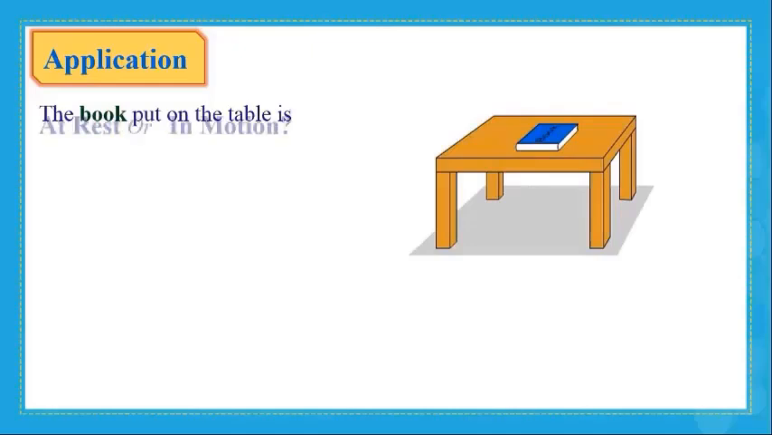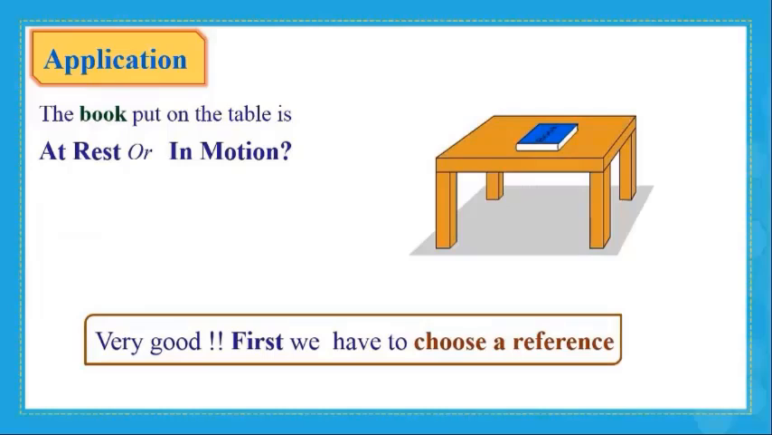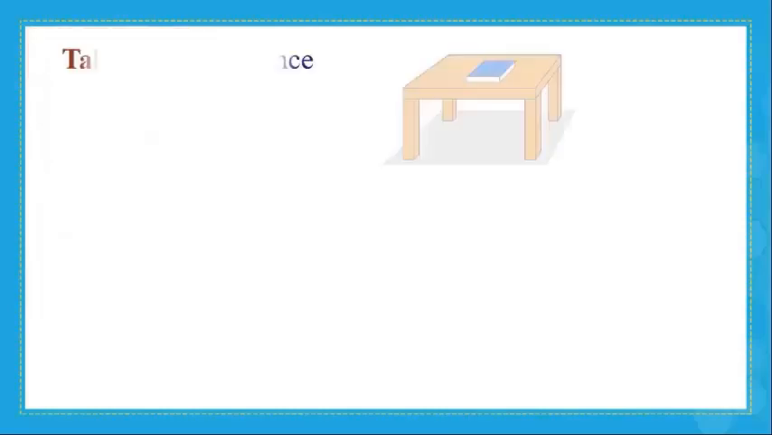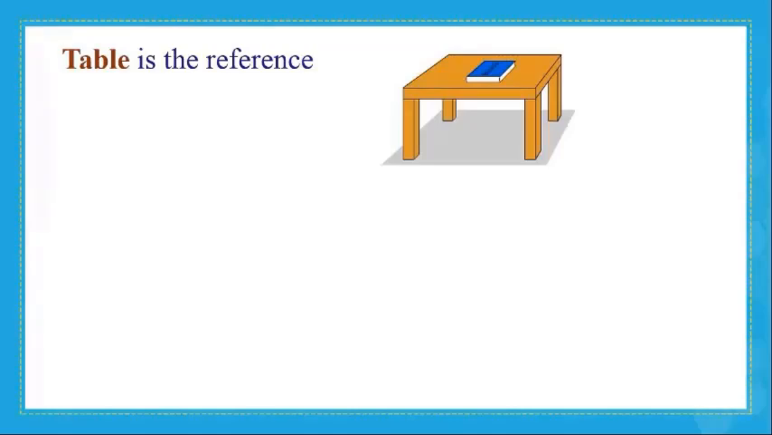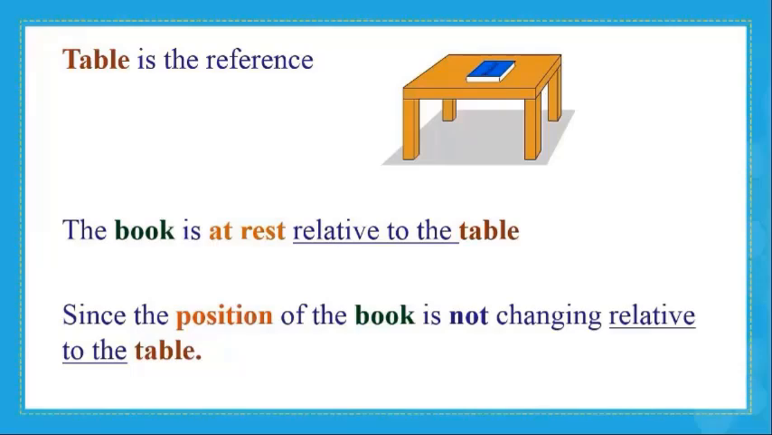Let's solve this application to clarify more the idea. The book put on the table is at rest or in motion? Very good. First, we have to choose a reference. Let's consider the table as a reference. The book is at rest relative to the table, since its position is not changing relative to the table. It's on the top of the table and it is still on the top of the table. No change in the position, so it is at rest.